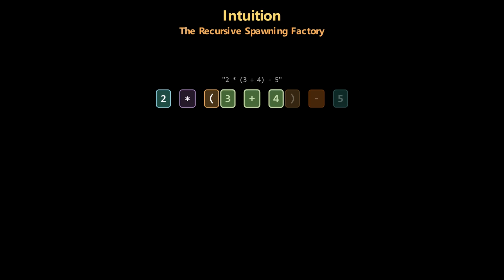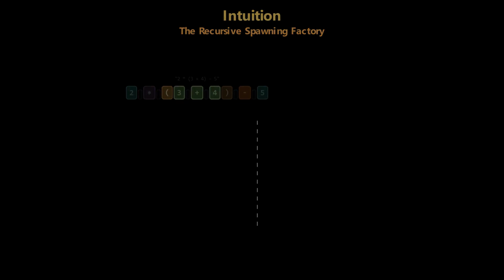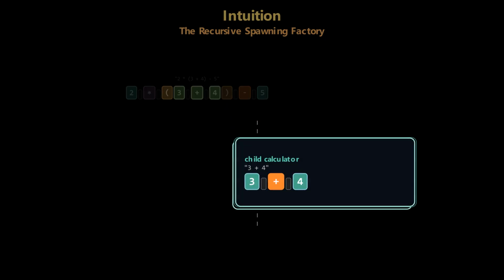Instead of writing complex tracking rules for different levels of brackets, the engine simply clones itself. We use recursion to spin up a fresh, independent subcalculator. This child calculator evaluates its given sub-expression using the exact same standard rules, completely unaware of the larger equation outside.